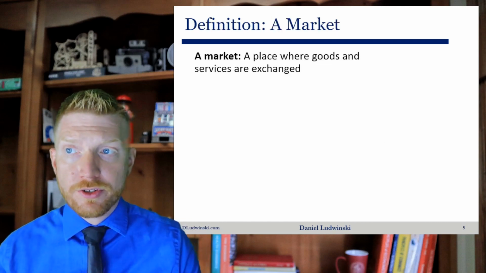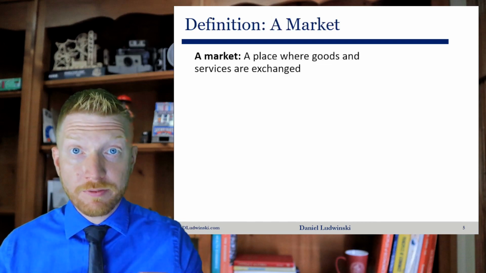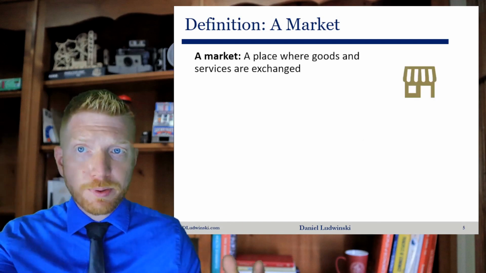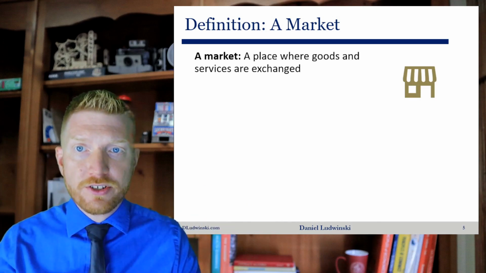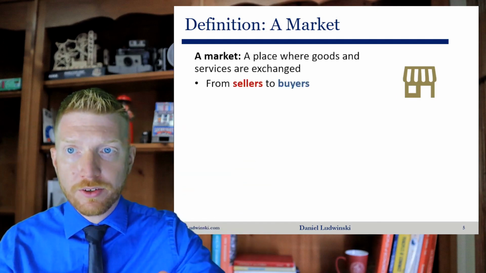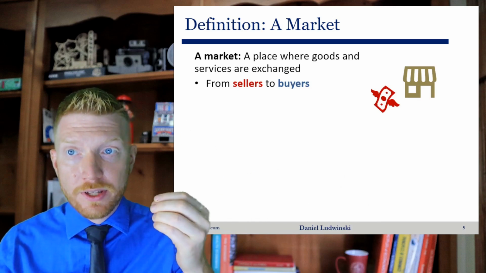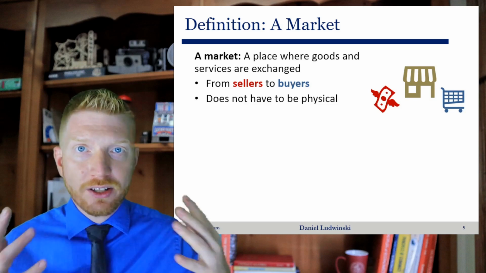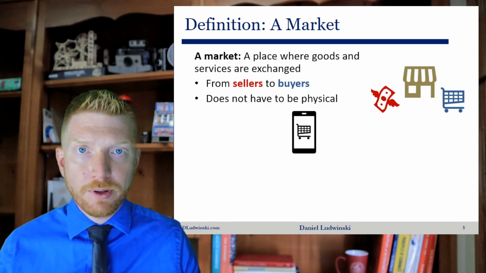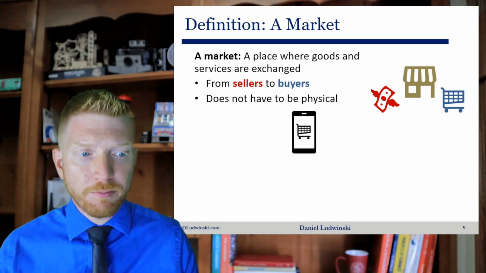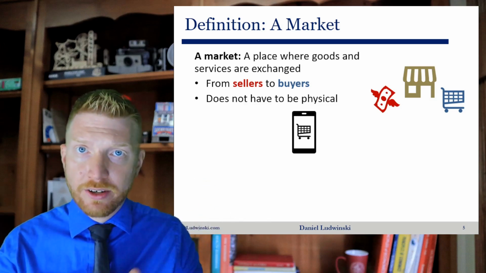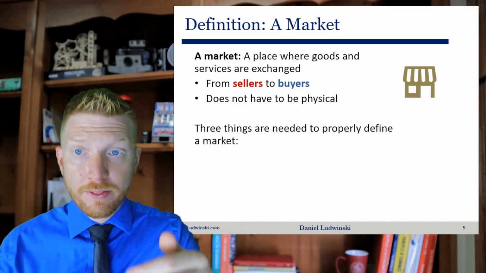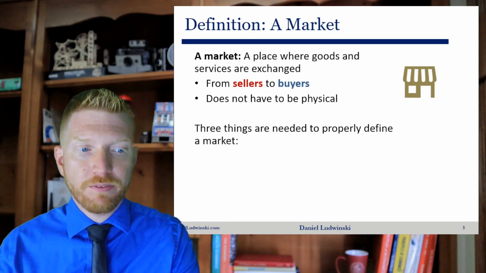Now, to introduce our first definition, I want to define what we're thinking about when we're saying a market or the market. It's just a place where goods and services are exchanged. Generally, we're thinking about this coming from sellers to buyers. Now, the market doesn't necessarily have to be physical. In our day and age, we see a lot of the exchange happening electronically, where we have markets that aren't necessarily a definitive place. However, there are three things that I would argue and say are necessary to properly define a market.